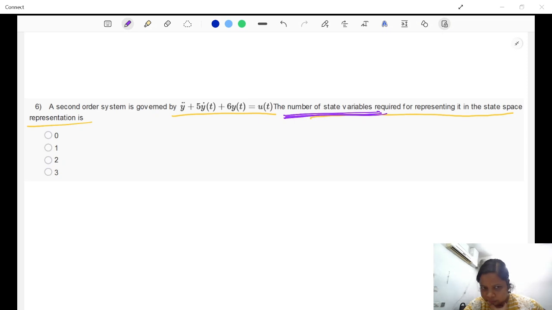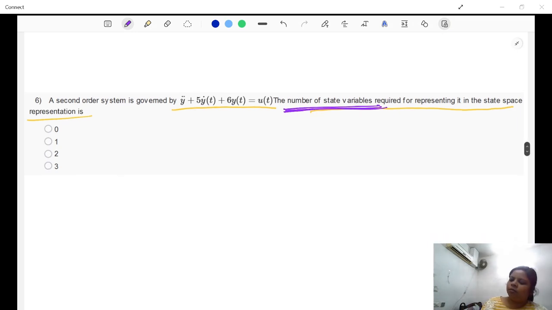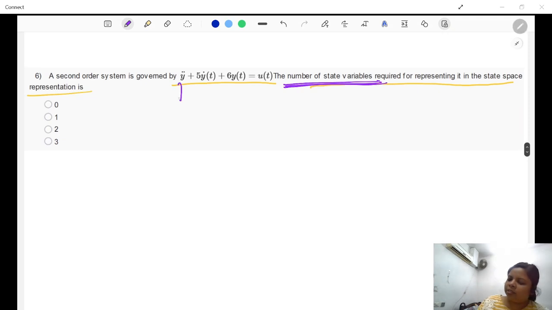Order of differential equation, madam. Right. Order of the system. So here your order is 2. That means you'll have 2 state variables to define the system. So this is your answer.